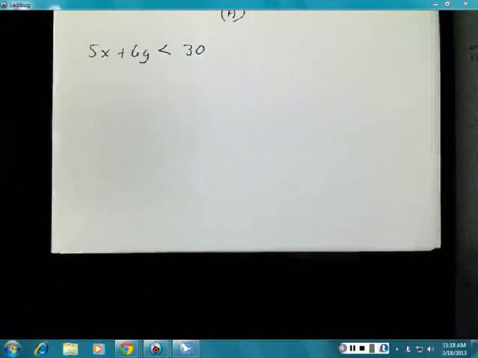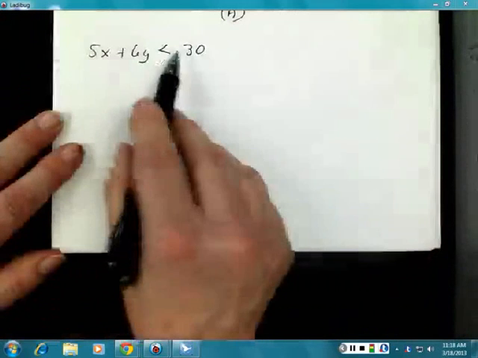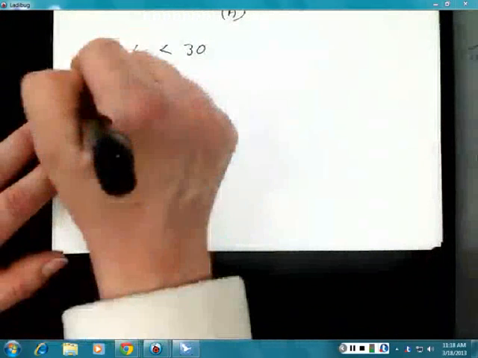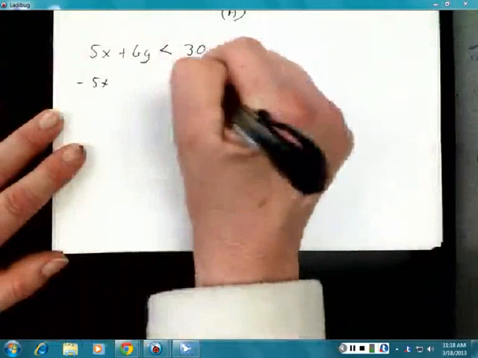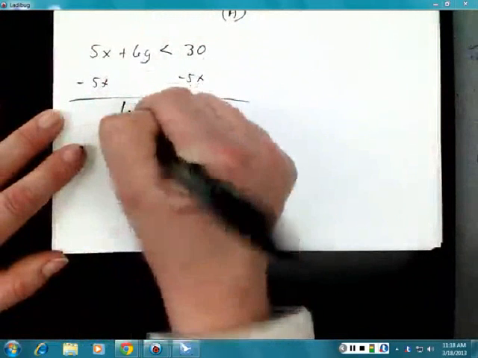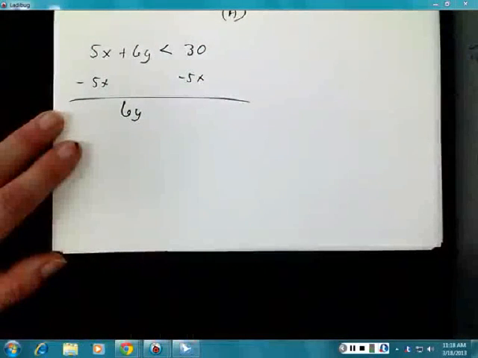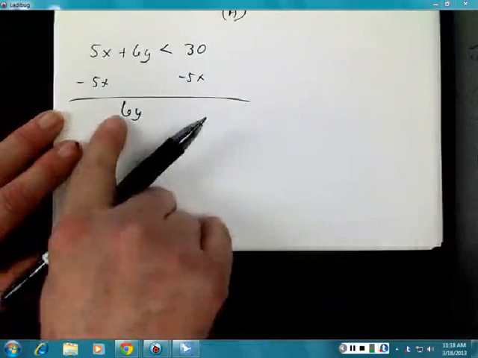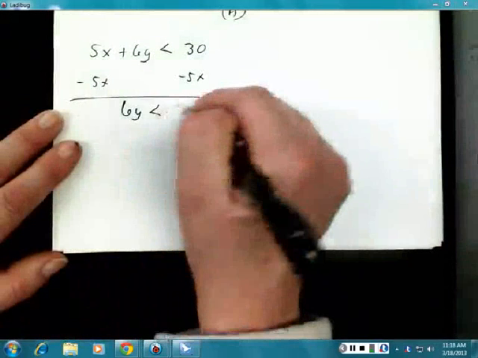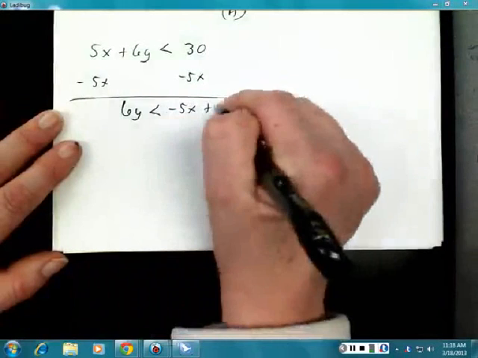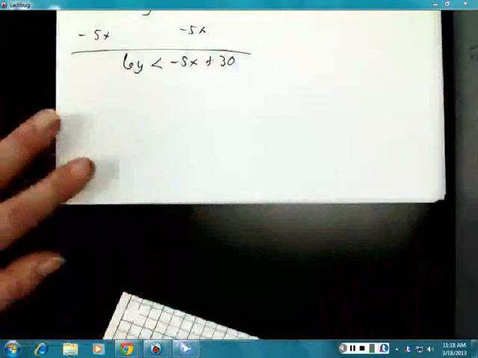So it's not in slope-intercept form. Everybody knows that? Because y is not by itself. Okay. So since it's not, how do I get it by itself? Well, I've got a minus 5x. I don't have to flip any signs because I'm not dividing by a negative, but if that were negative, then I'd have to flip signs.